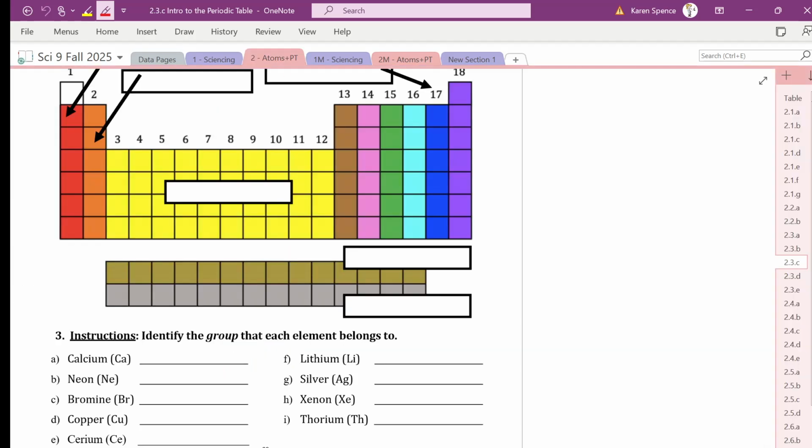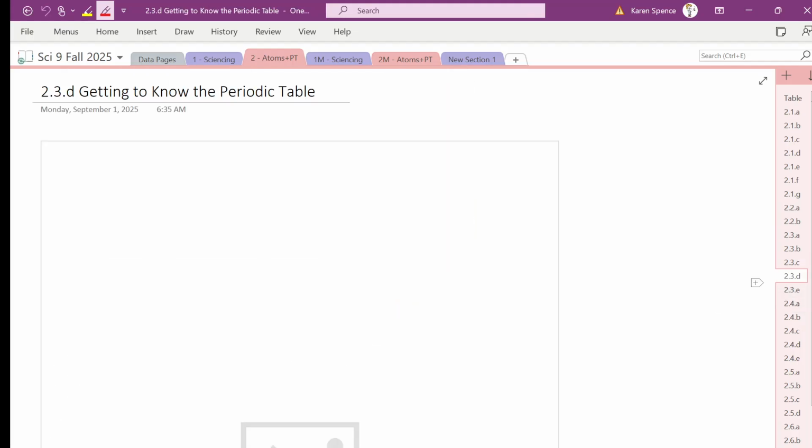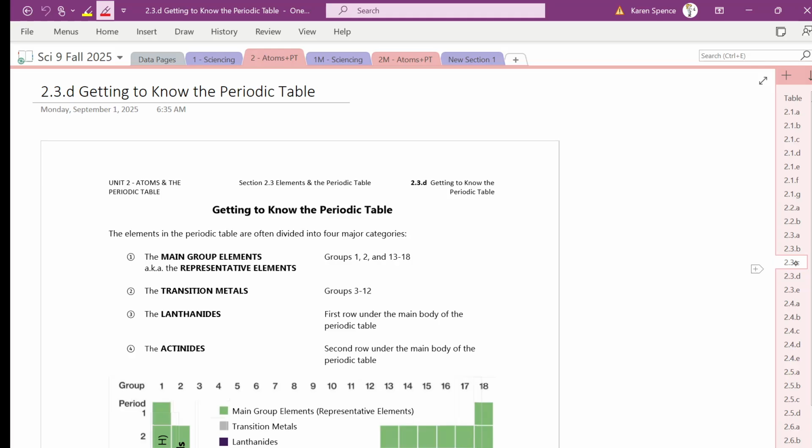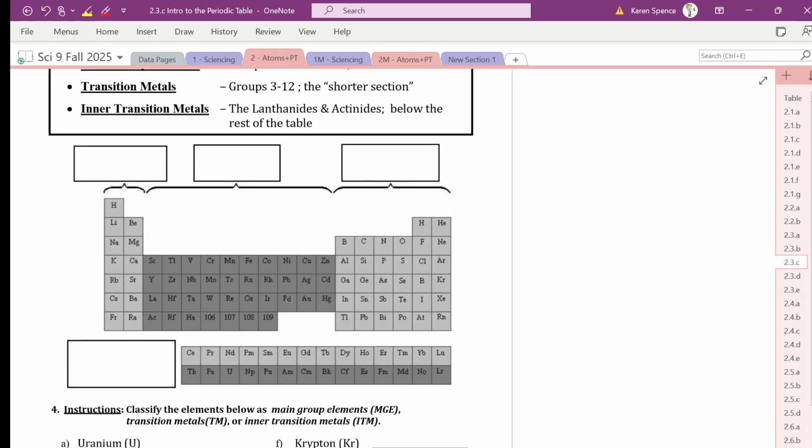Okay. So here are the lanthanides. And these are our actinides. And now moving on to page 70. Oh, no, that wasn't page 70. This is page 70. Here we go.